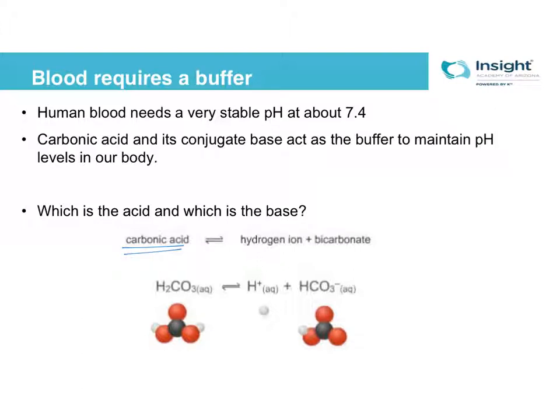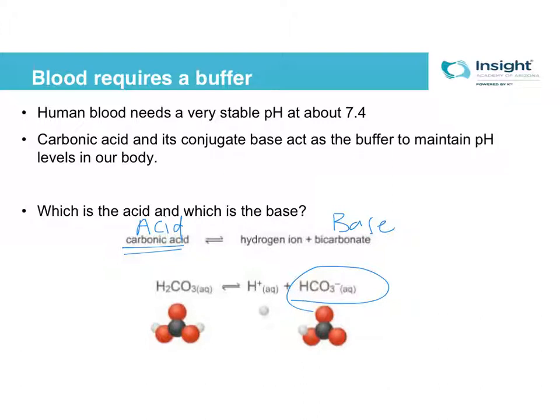So out of this, we know that carbonic acid, kind of a no-brainer, that's our acid. Which of these two, the hydrogen ion or the bicarbonate, is the conjugate base? All right, so remember, the base is going to be the one that can accept that proton, can pick it up. So hopefully you are thinking this one. So we've got our acid, which is the carbonic acid, and then our conjugate base, which is the bicarbonate.